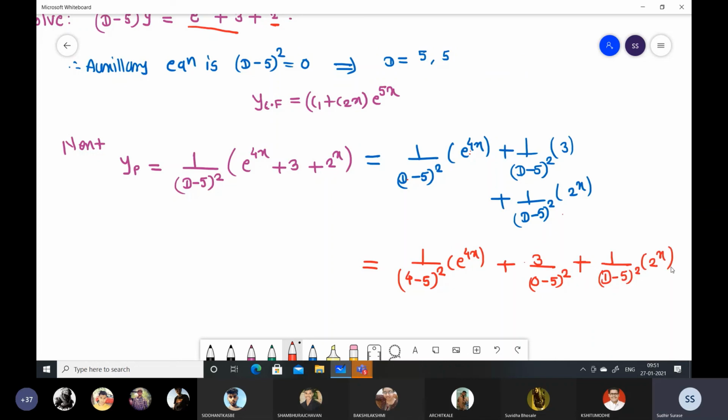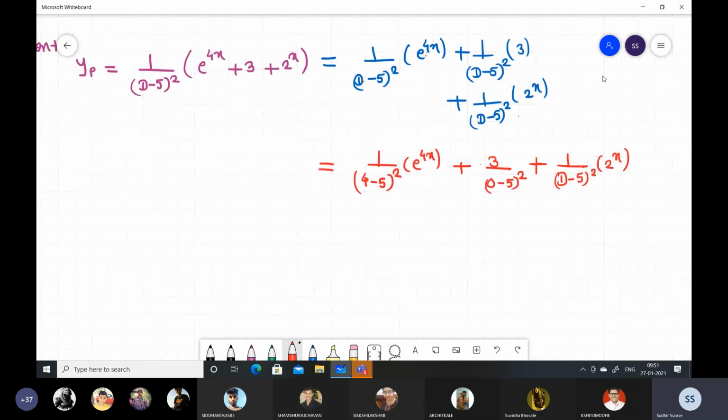First of all, solve these first two terms. This will be minus 1 square, that will be 1, and this e to the power 4x. 3 upon minus 5 square, that will be 25. Now we want to solve the last term. To solve this, we have to do an adjustment. Adjustment means a conversion of this 2 to the power x function in terms of an exponential function.